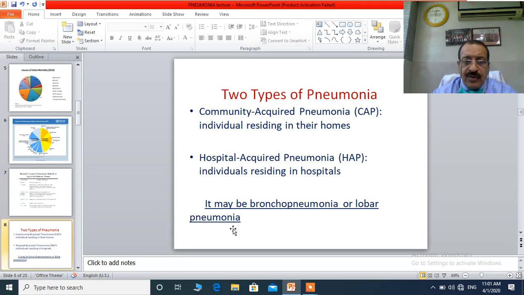Then there is another way of classifying pneumonia depending upon the causative organism. For example, there may be bacterial pneumonia, viral pneumonia, or fungal pneumonia.